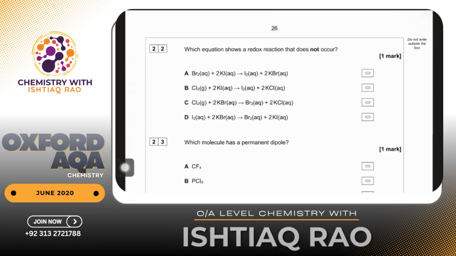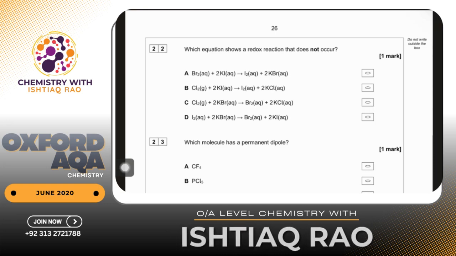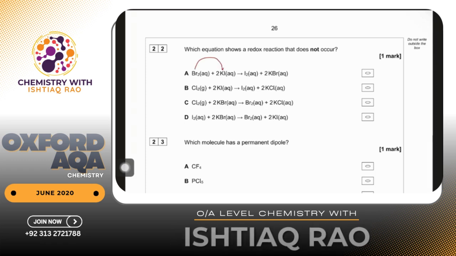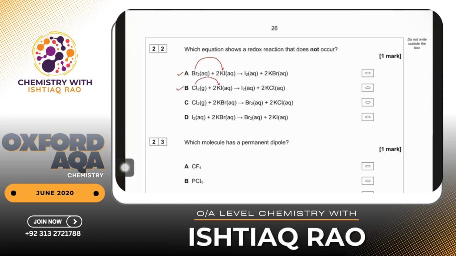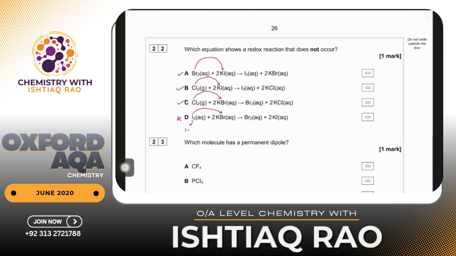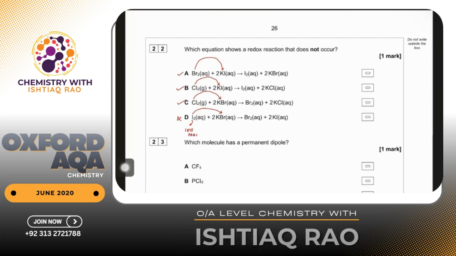Which equation shows a redox reaction that doesn't occur? Okay, for this one, redox reaction that doesn't occur. It's a displacement reaction, yeah. So more reactive halogen is going to displace the less reactive halogen. Yes, this is correct. It's more reactive, it can displace the less. Yes, this is correct. Yes, correct. This is wrong because iodine is less reactive, it can't displace the bromine. Since this is going to be less reactive and the bromine is more reactive, this reaction doesn't happen.